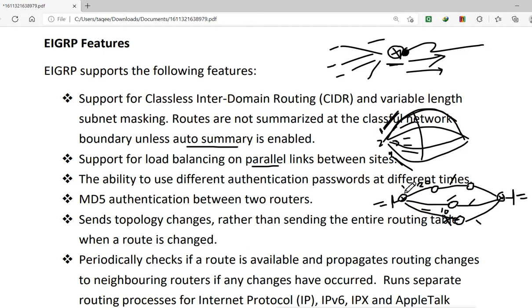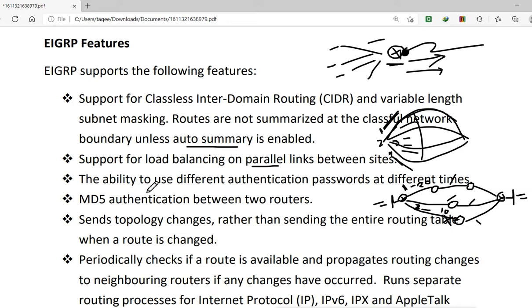It will send 1 packet from this side and 2 packets from this side, because this is the fast one and this is half the speed of the fast one. So it will send 2 packets on this side and 1 packet on this side, and it uses the unequal links for load balancing. That is the advanced thing we have in EIGRP, which is not available in RIP and OSPF.